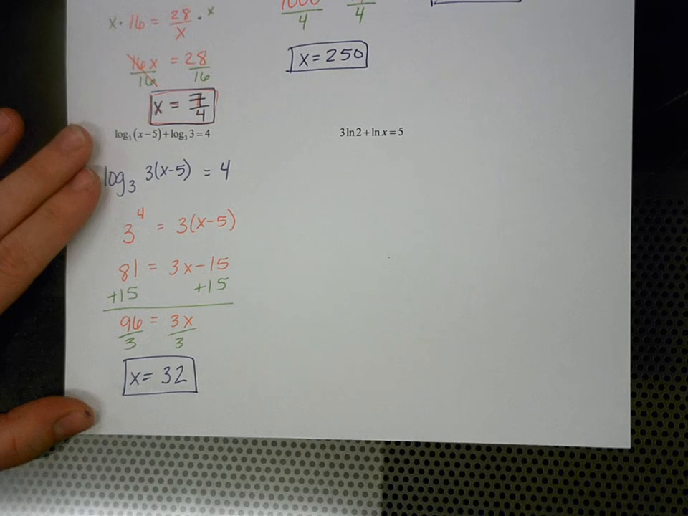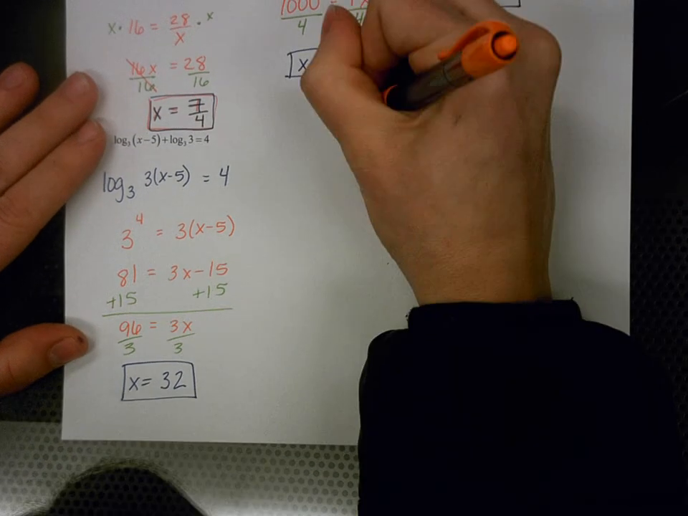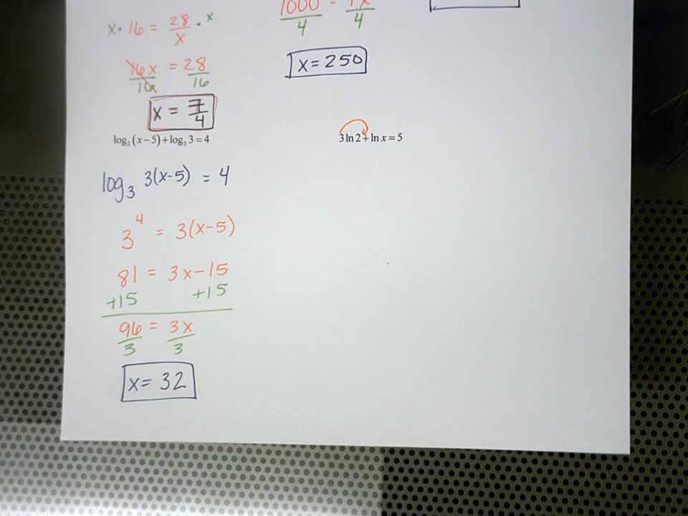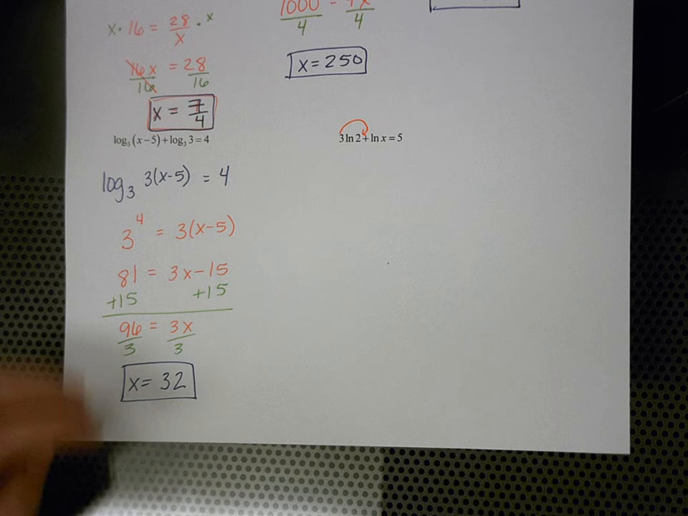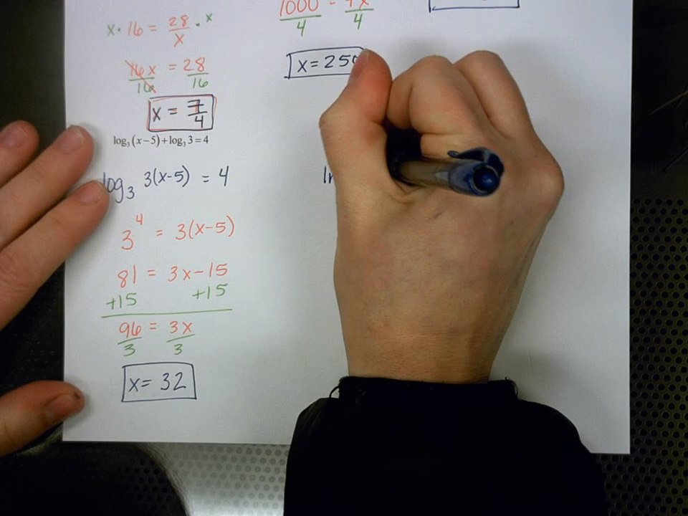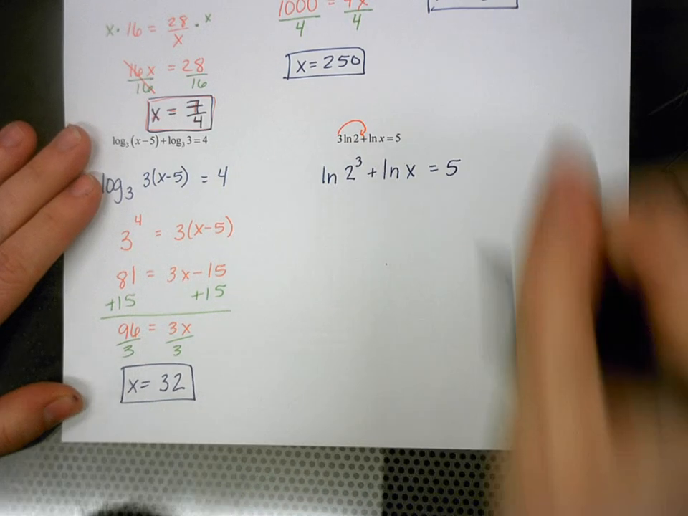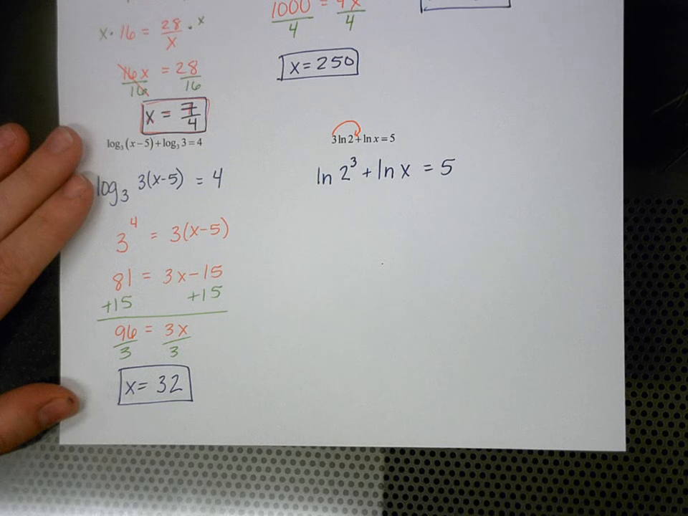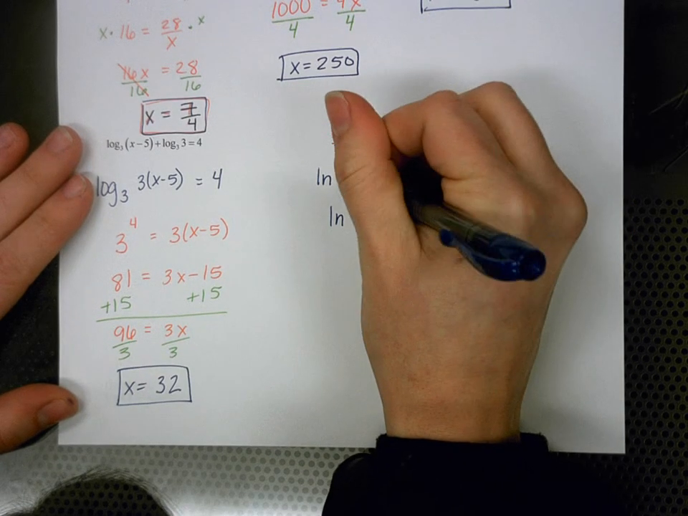Next one. Condense to 1 logarithm. Oh, hold up. Almost too far. There is a 3 out in front. It's been a while since we moved an exponent to the correct place. So this would be ln 2 to the 3rd plus ln x equals 5. Now we can condense our addition to multiplication. 2 to the 3rd is 8, so this is going to be 8 times x.